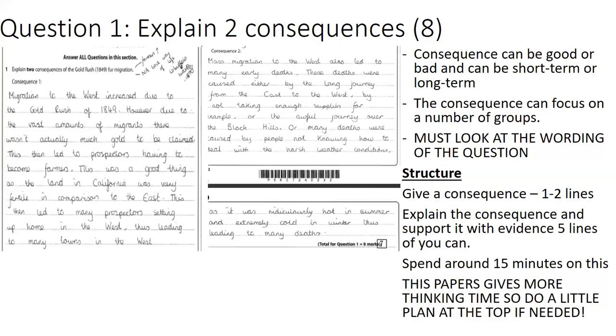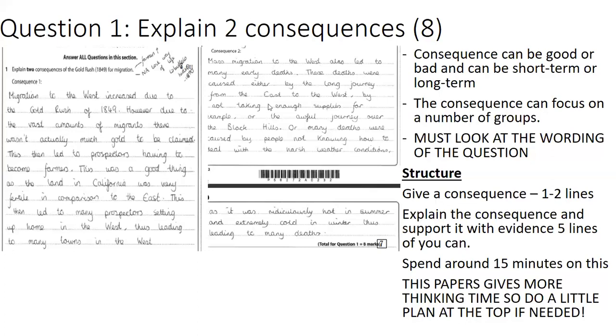Or many deaths were caused by people not knowing how to deal with the harsh weather conditions, as it was ridiculously hot in the summer and extremely cold in the winter, thus leading to many deaths. That person's got it spot on. Okay, it was given 7 out of 8, but they talked about how it was deaths with the journey. You could also say consequence of the gold rush.